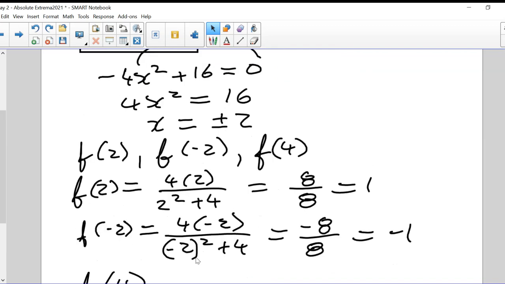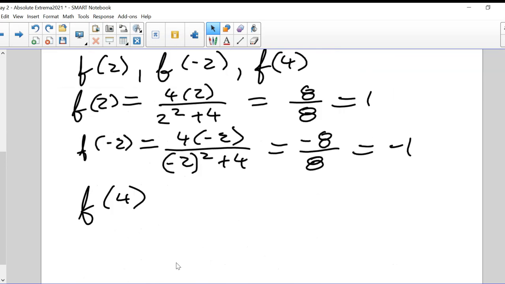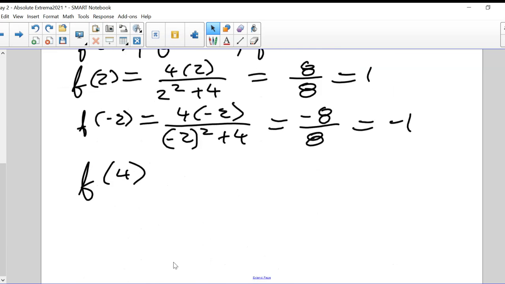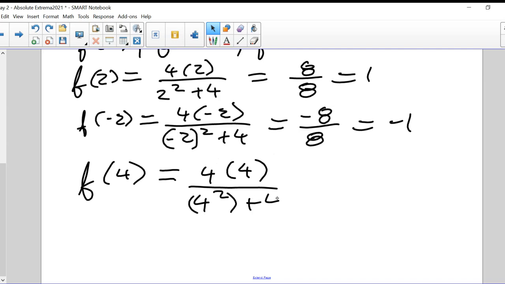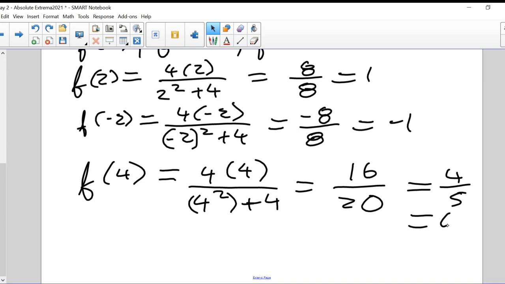I'm sure a lot of you are thinking that this must be the easiest part of calculus. It kind of is, to be honest with you, just following the steps. So I'm seeing 4 over 5 from Richard. Well, let me see if that's right. So it's 4 times 4 over 4 squared plus 4. So I'm getting 16 over 20. That looks like 4 over 5, which is approximately 0.8.